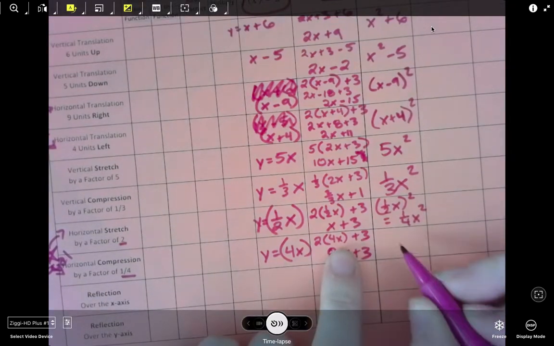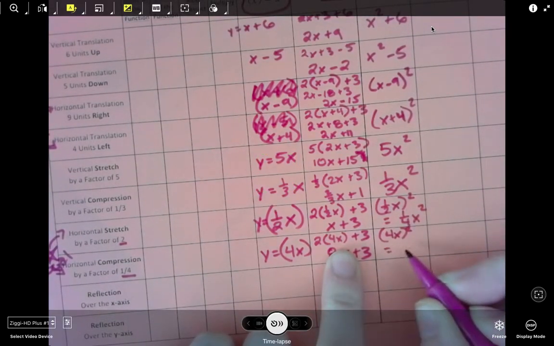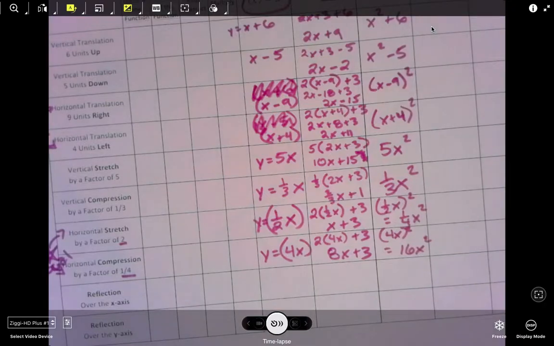Now in the next one, we're plugging 4x in parentheses, and we're squaring that, so that will become 16x squared, right? 16x squared. Okay?